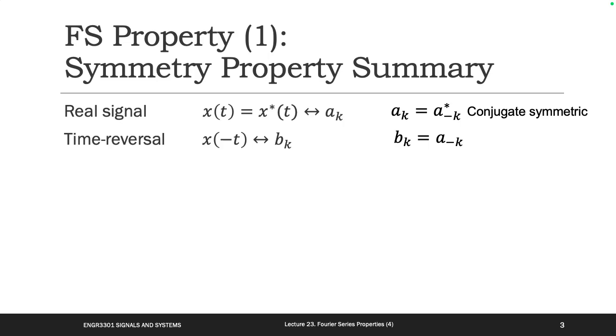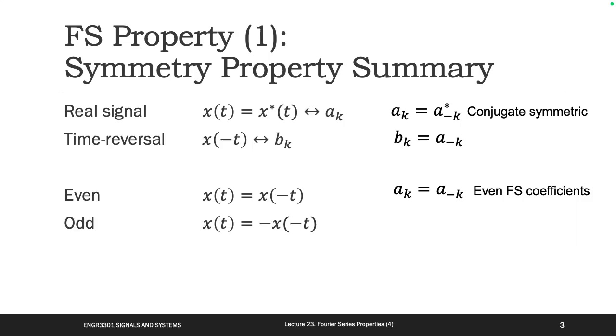For the even signal, x(t) equals x(-t), we know that, am I right? For the even signal, a_k should equal a_{-k}. This even signal is any signal, not only the real signal. We call it even FS coefficients. For the odd signal, which means x(t) equals negative x(-t), a_k equals negative a_{-k}, we call it odd FS coefficients.